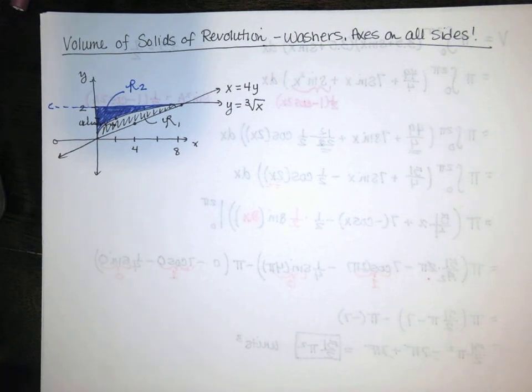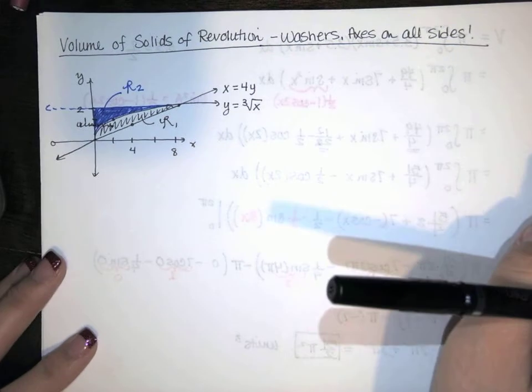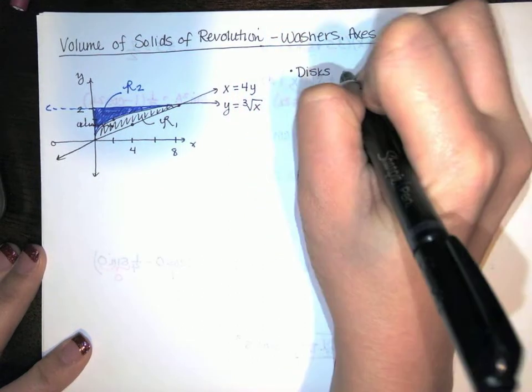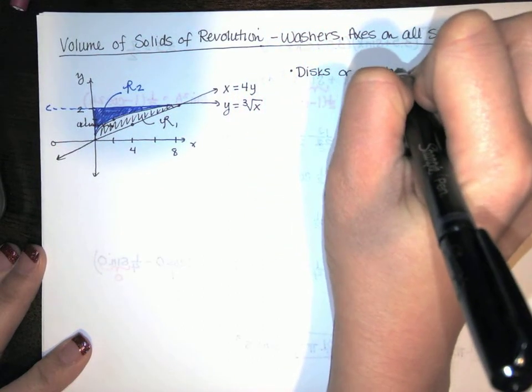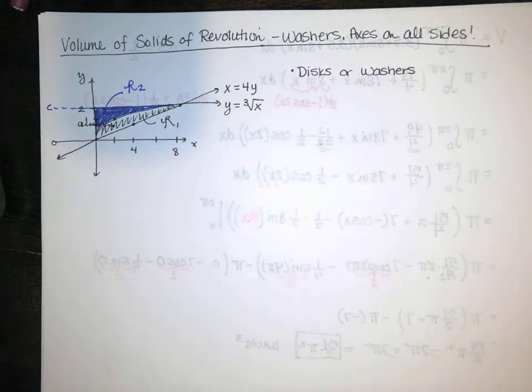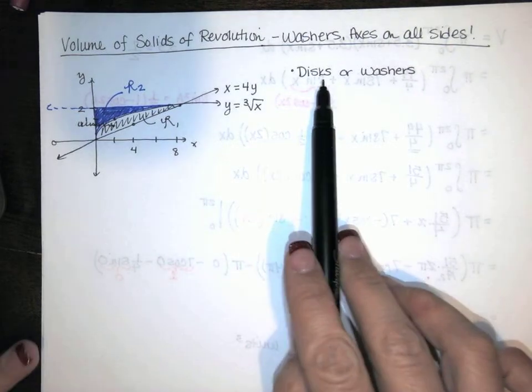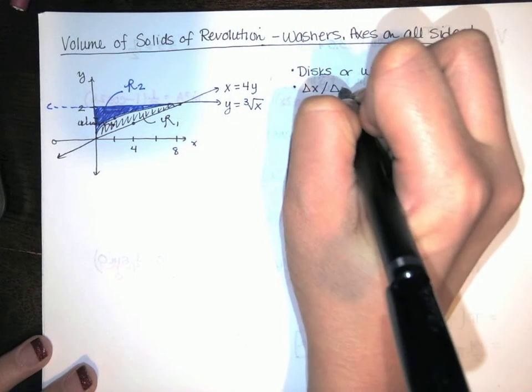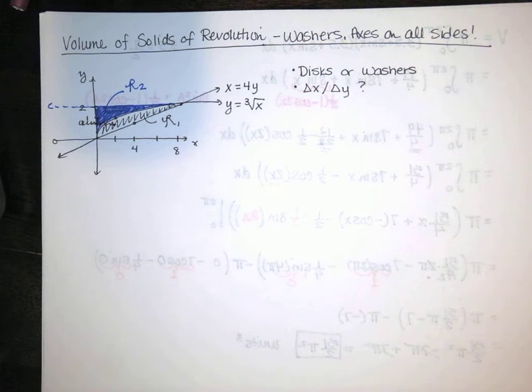Now, a couple of things you should know with all of the problems involving solids of revolution in this section. You're either going to have disks or washers. So you're going to have to decide whether after you rotate or revolve a region around a line, the resulting cross sections are disks or washers. That's just like a disk with a hole in it. You're also going to have to decide whether you integrate with respect to x or with respect to y, and that's going to depend entirely on which way you're slicing.